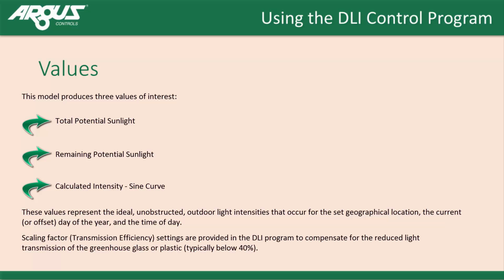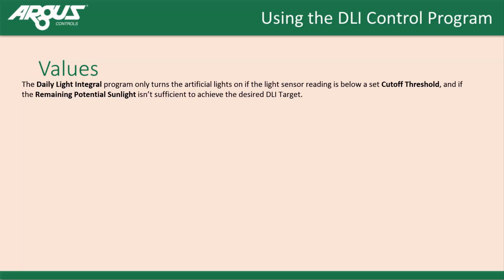Scaling factor, or transmission efficiency, settings are provided in the daily light integral program to compensate for the reduced light transmission of the greenhouse glass or plastic, which is typically below 40%. The daily light integral program only turns the artificial lights on if the light sensor reading is below a set cutoff threshold, and if the remaining potential sunlight isn't sufficient to achieve the desired DLI target.